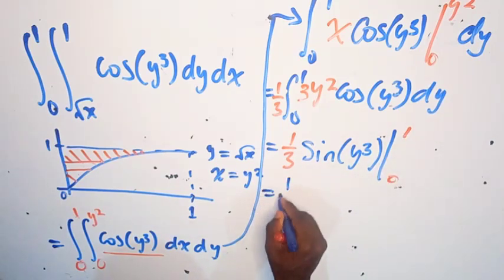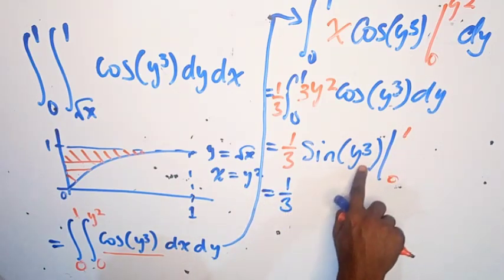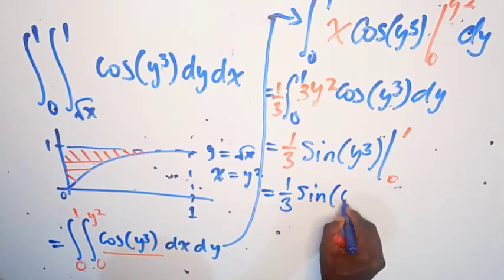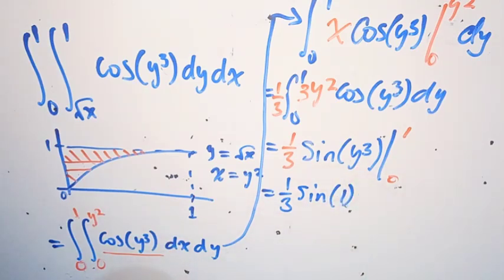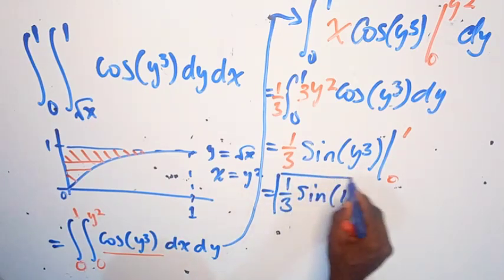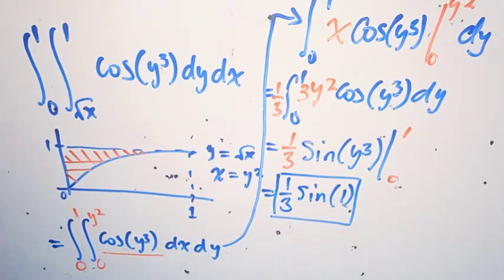Okay, so let's see. This is 1/3 of, well, when y is 1, we have sine of 1, right? That will just be sine of 1. And then we substitute 0. Well, sine of 0 is just going to be 0. So this right here is the result, right? Okay, so this is it for this one. And let's go over to another example.